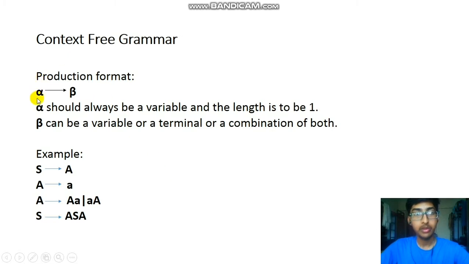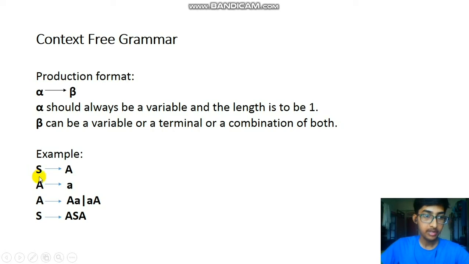The production format for this is alpha defines beta, and there are restrictions for alpha and beta here. Alpha should always be a variable, which is an uppercase letter, and the length of alpha should always be 1. And beta can be a variable or a terminal or a combination of both. Here are some examples for context-free grammar.